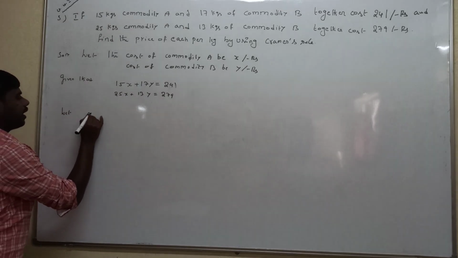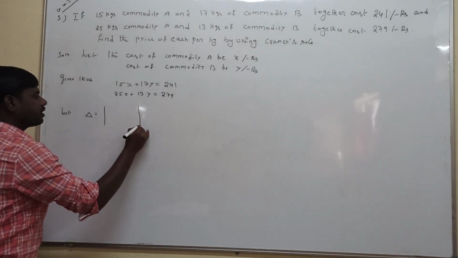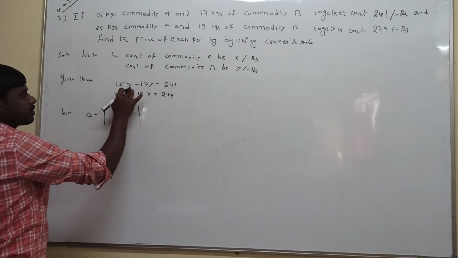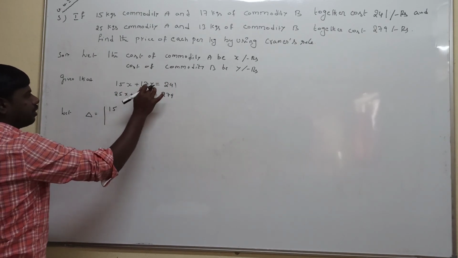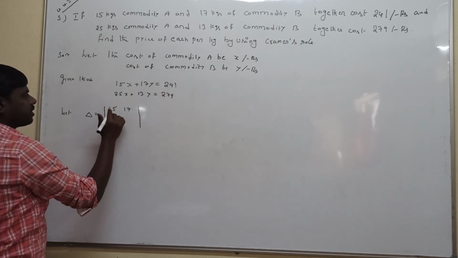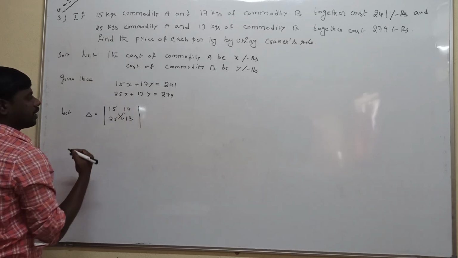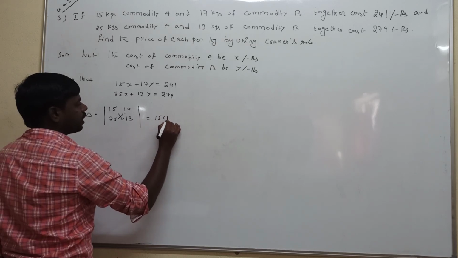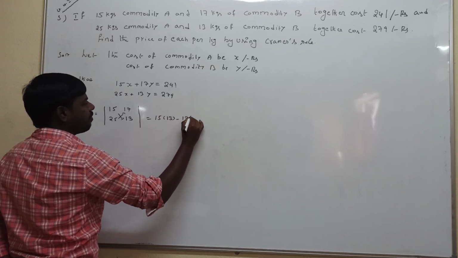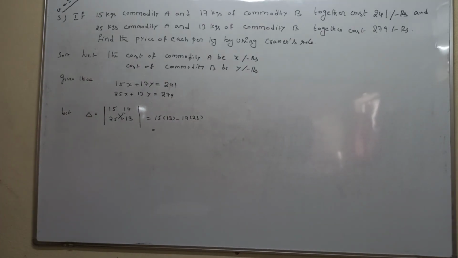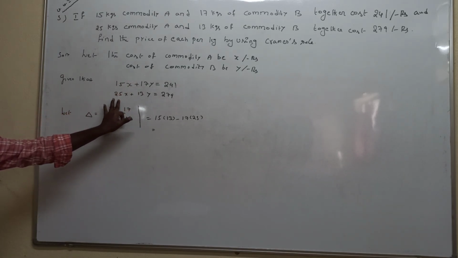First we use delta. Which values do we take for delta? We take the x and y coefficient values from the two given equations. The x coefficient is 15, the y coefficient is 17. In the second equation the x coefficient is 25 and the y coefficient is 13. Now we apply cross multiplication: 15 into 13 minus 17 into 25.